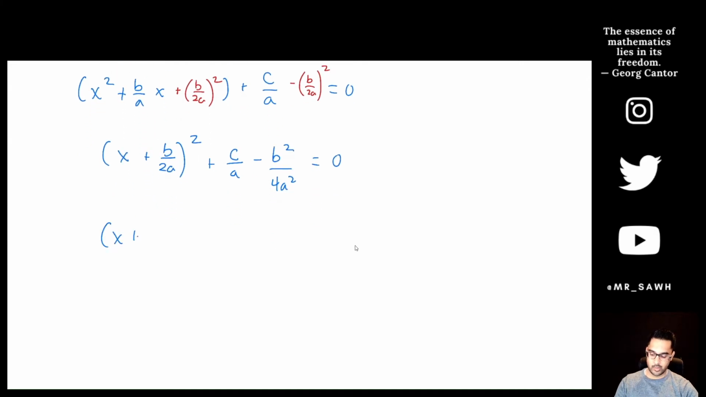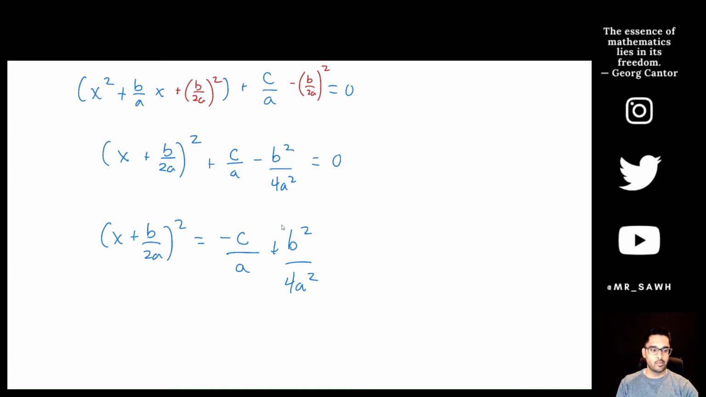So that x plus b over 2a squared is going to equal, sorry, I'm going to write this a little differently: minus c over a plus b squared over 4a squared. So essentially what I did is move those constants over to the other side. It was negative on the left side of the equal sign, so positive on the right, and the c over a was positive, so negative on the other side.